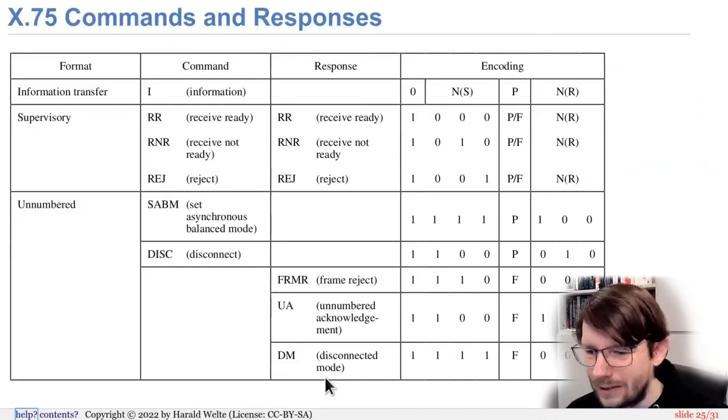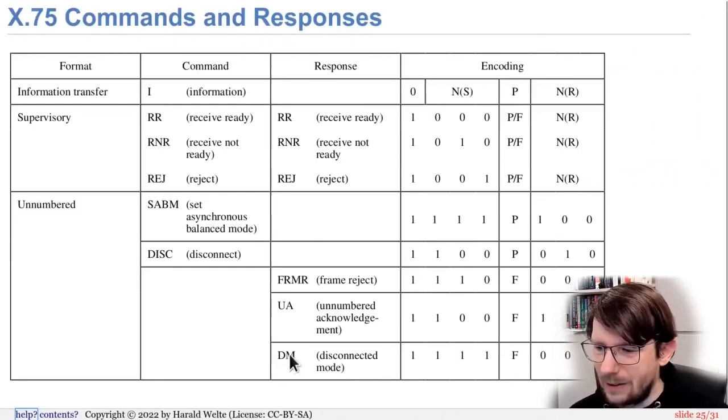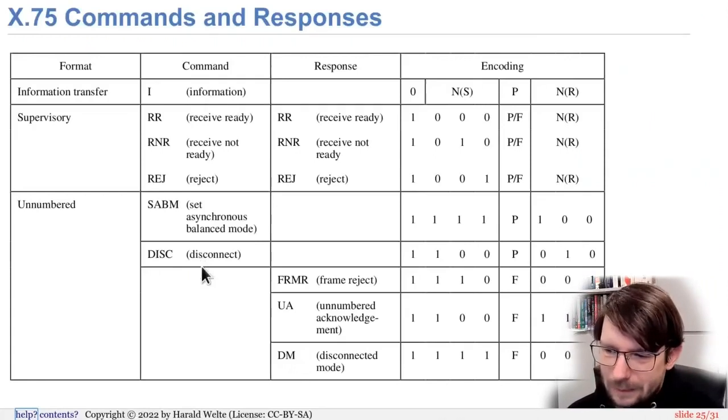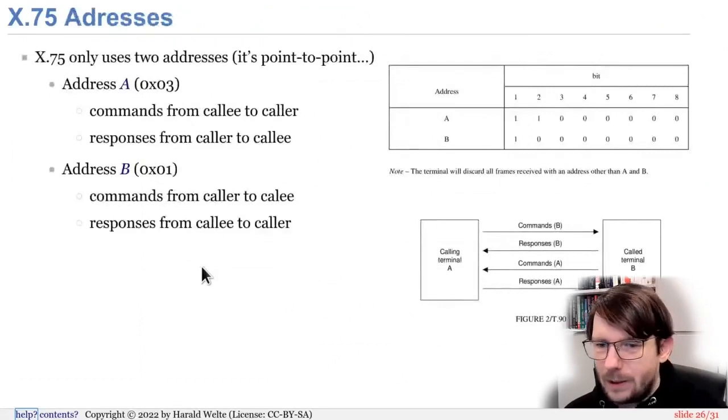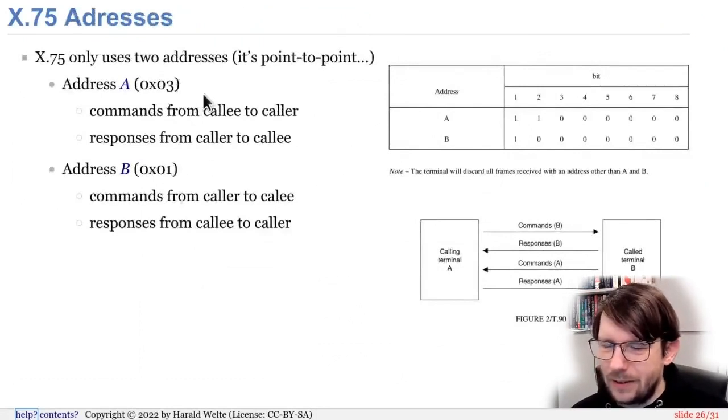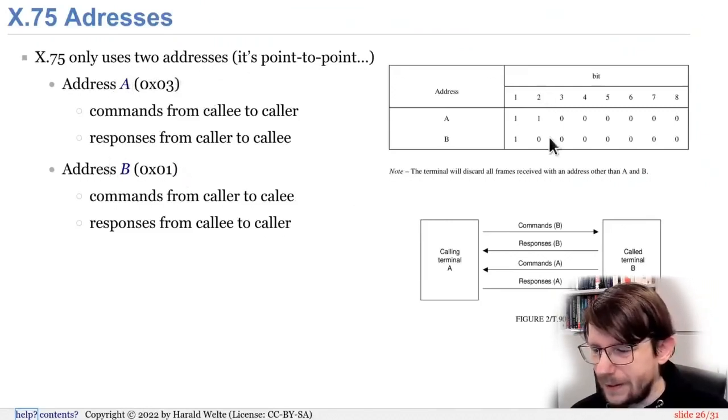But in X.75, that is not present. The only frame that carries user information is the I frame, and the I frame then is for confirmed and acknowledged transmission. So what kind of addresses do we have? There's really only 2 addresses used in X.75 on the single link, which is the address A coded as 3 and the address B coded as 1. You can see that here again.